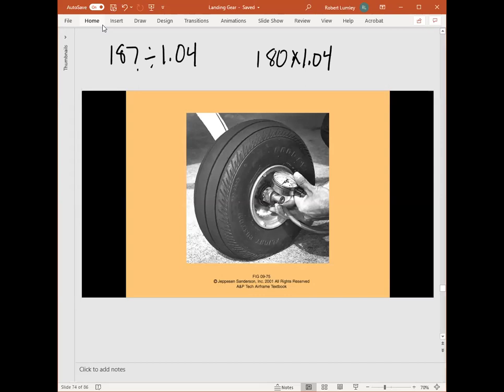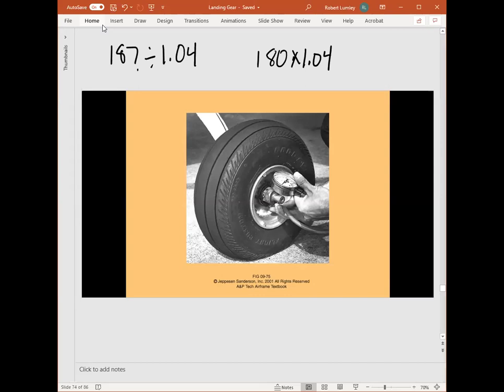So a lot of tires that are rated for 200, 250 PSI, they will test the tire and it has to handle, say, 800, 900 PSI before it blows up. Okay. Yeah. So the small increase is met.